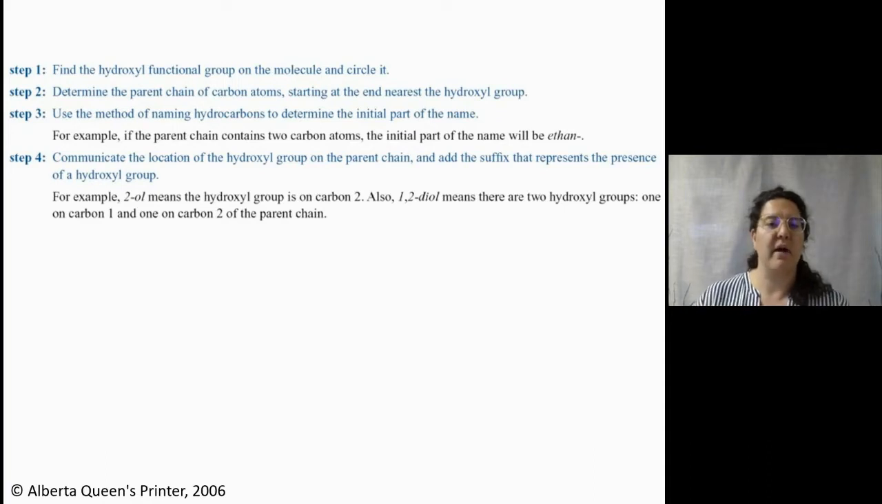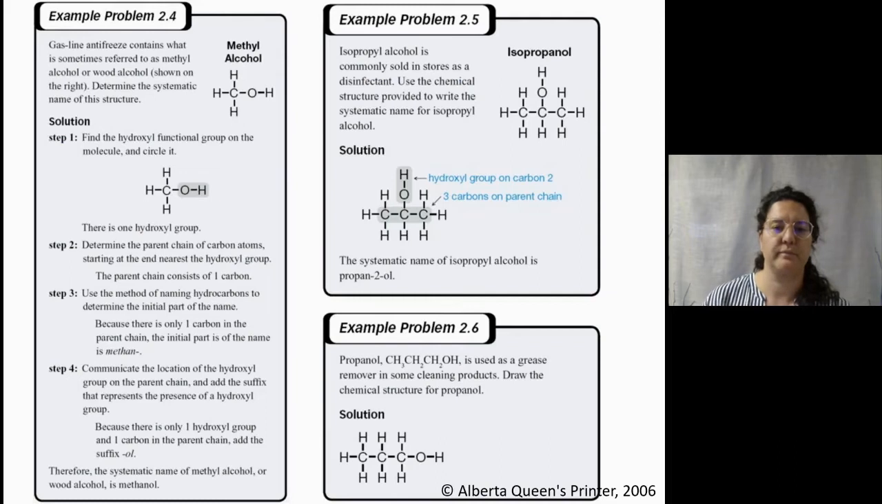So again, here are our steps. Find the hydroxyl group on the molecule and circle it. Determine the parent chain of carbons, and start counting the carbons from the nearest end to the hydroxyl group. We want to use the method of naming hydrocarbons to determine the initial part of the name and communicate the location of the hydroxyl group by adding a number before the suffix that represents the hydroxyl group. So here we want to circle the hydroxyl group. We identify that we have a 1 carbon parent chain. So we have methanol. There's just 1 carbon.